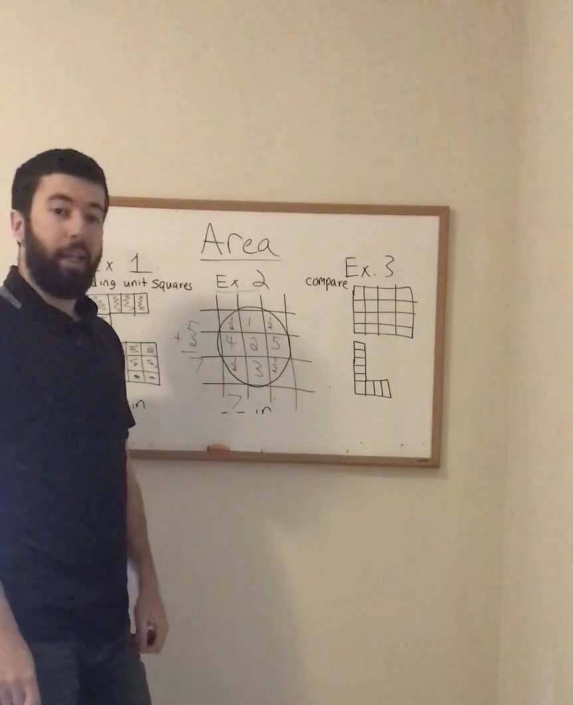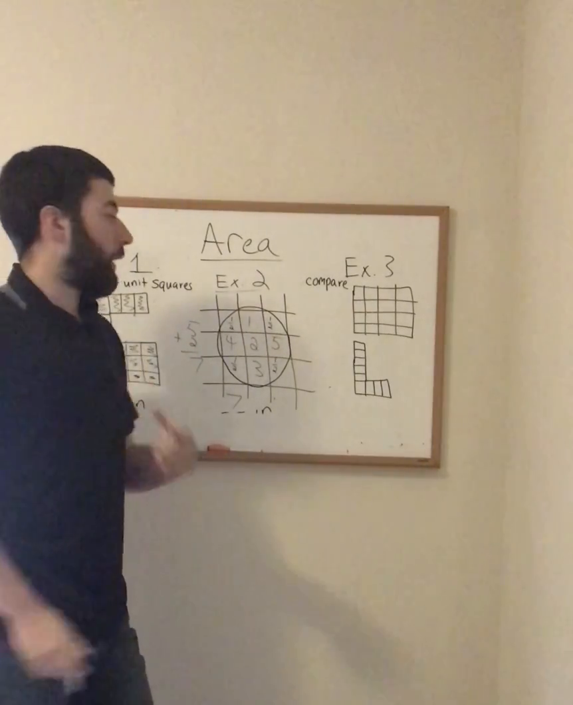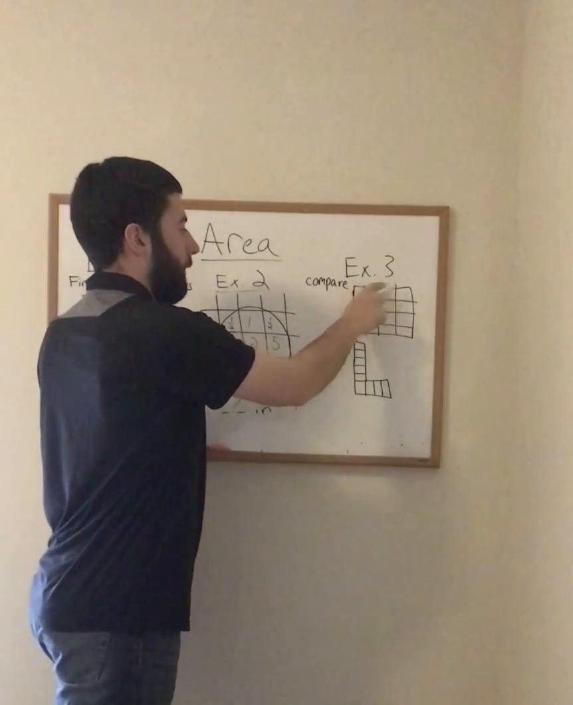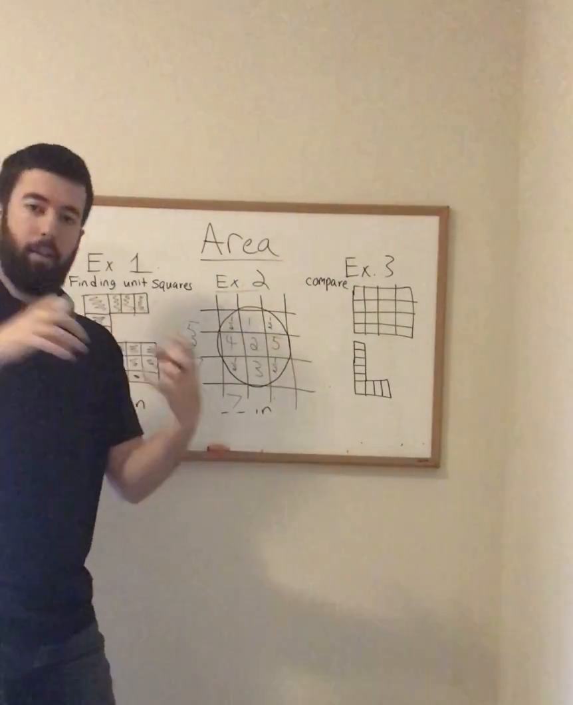So what I'm going to do again is count inside my figure. You have to find the unit squares inside your figure. That is area. We're not focusing on the outside, the perimeter, anymore. We're focusing on the inside of the figure.